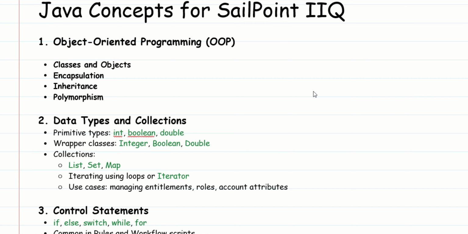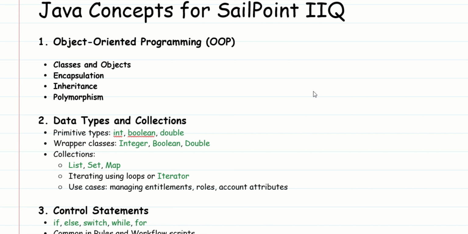In this video, I will give you a detailed guide on understanding the Java requirements for SailPoint IIQ. SailPoint is heavily built on Java and XML based architecture, and having a strong grasp of Java fundamentals is essential for customizing, extending, and integrating IIQ in enterprise environments. In this video, we'll cover all the Java concepts you need to work confidently with SailPoint, from object-oriented programming to SailPoint specific classes, rules, debugging, and API interactions.